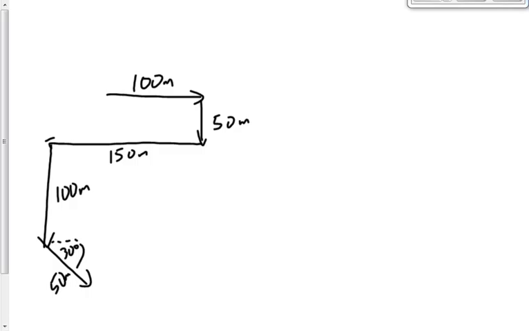Okay, I want you to find the resultant vector of all these vectors. In other words, I want you to find the sum of all these vectors. Okay, let's go at it. Let's take a look at this question now.